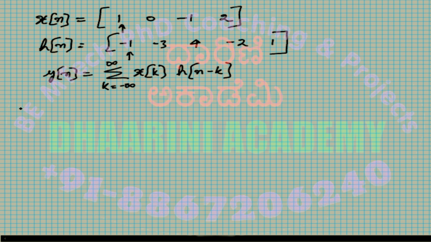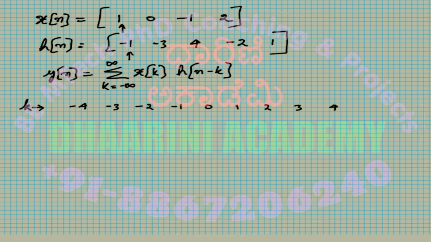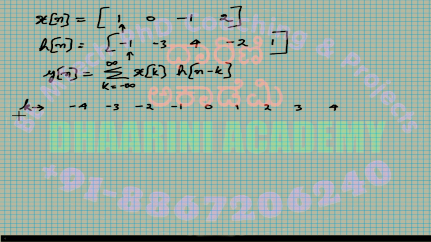I'll start with the indexing, that is k. I'm writing a table, and this is the first row of my table. So k, I want it to start from minus 4 because the larger length is going till 4. So minus 4, minus 3, minus 2, minus 1, 0, till the largest on the positive side. I'll go till plus 4: 0, 1, 2, 3, 4. Even if you add a few more, it doesn't matter. So this will be my first row of the table, row number 1.